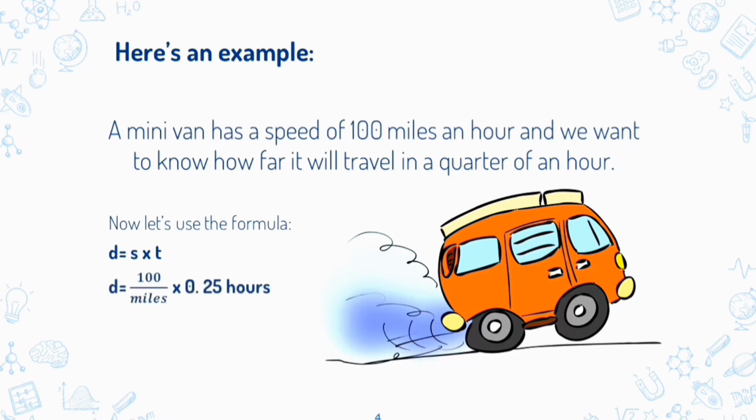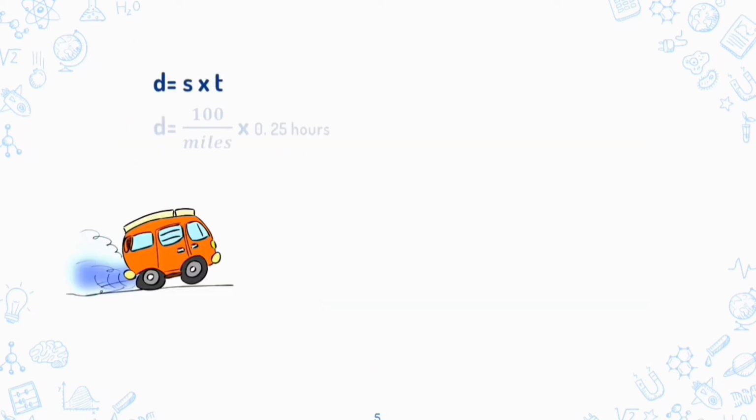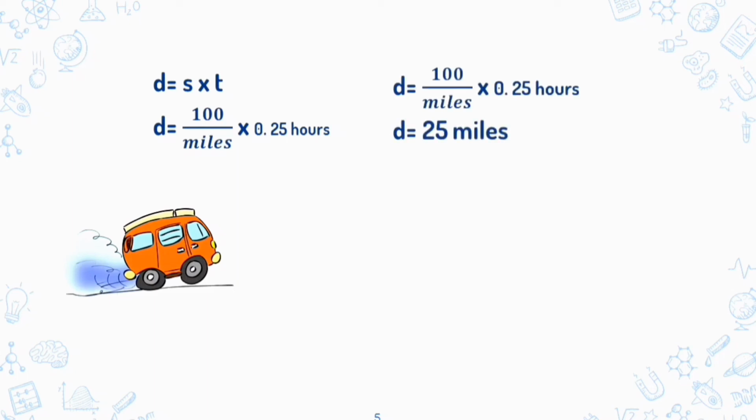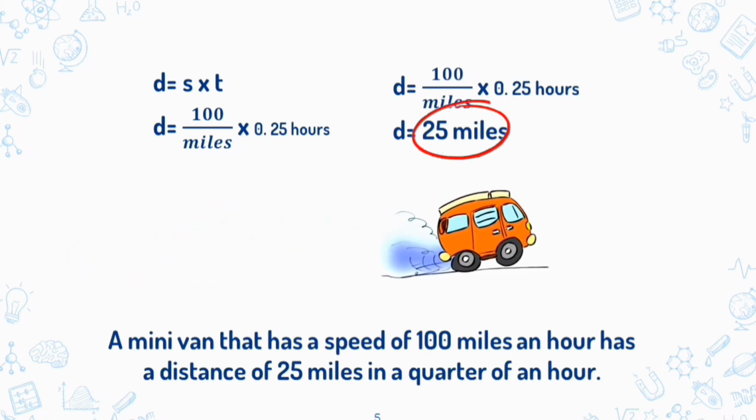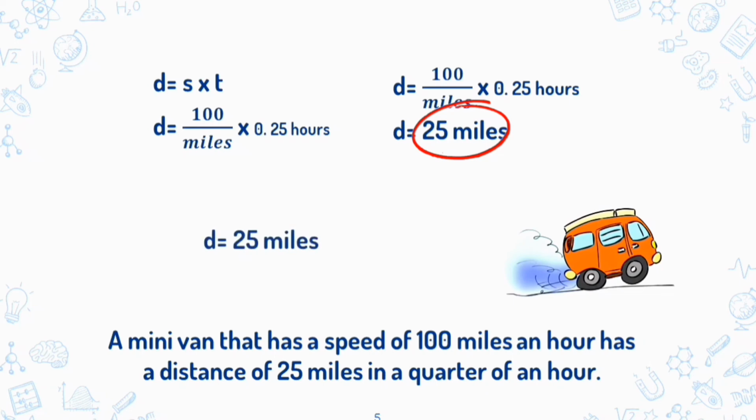The given speed in the data is 100 miles an hour, and the given time is a quarter of an hour, which is 0.25 hours. Now let's solve it. 100 miles multiplied by 0.25 hours is 25 miles. A minivan that has a speed of 100 miles an hour has a distance of 25 miles in a quarter of an hour.